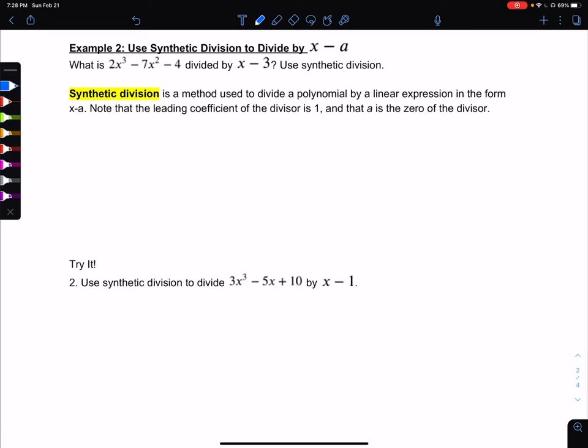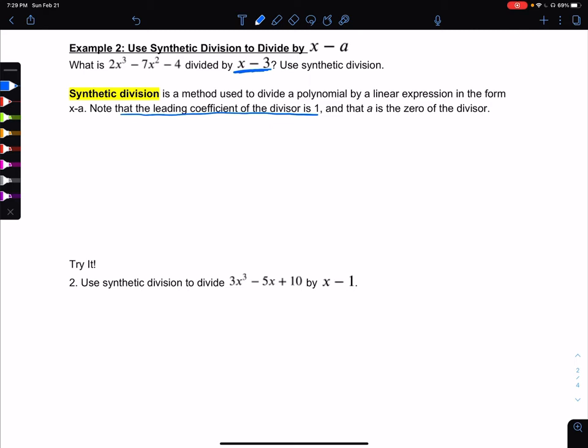Your divisor, this term here, x minus 3, the leading coefficient of the divisor has to be 1. You have to have a 1 outside here. If this was, let's say, 2x minus 3 or 3x minus 3 or even negative x minus 3, we would not be able to use synthetic division. It must be in this form. Okay, so with that qualifier, let's move forward.